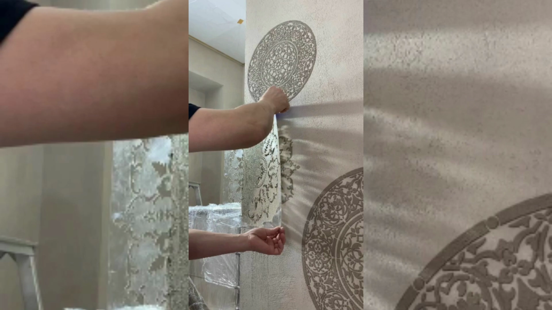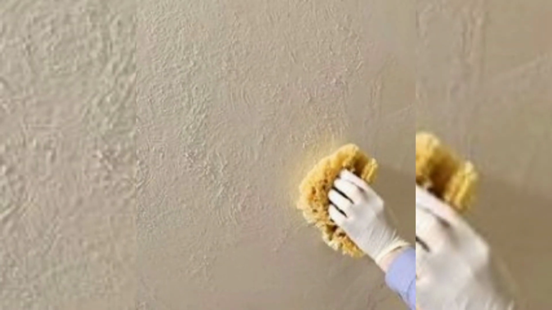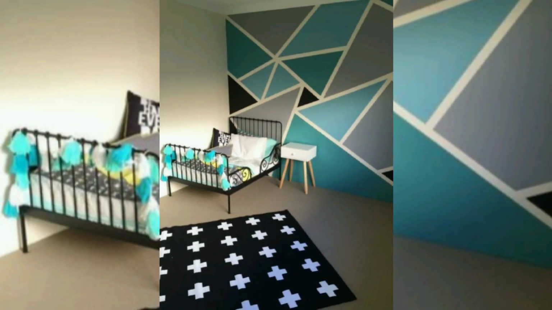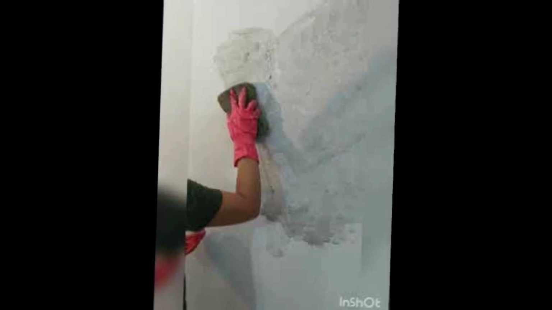Stripe texture. This technique involves dragging a brush or comb through wet paint to create subtle, vertical stripes. It's a great choice for adding a sense of height to a room. Texture with stencils. You can combine texture paint with stencils to create intricate patterns or designs on your walls. This adds a unique and artistic touch to your space.